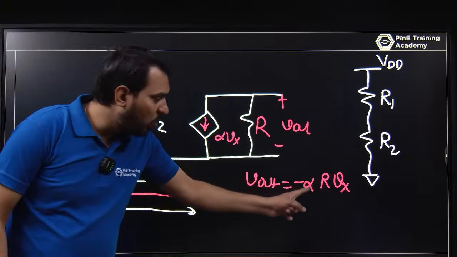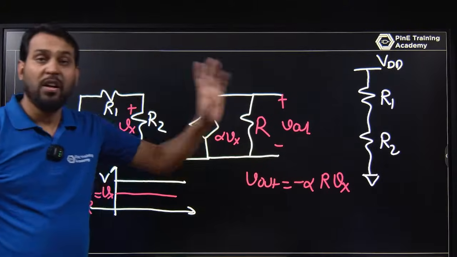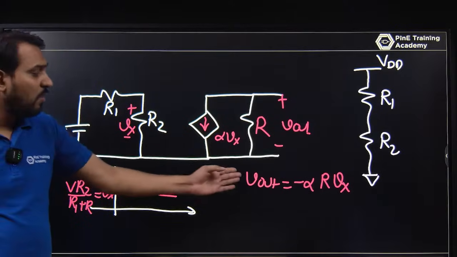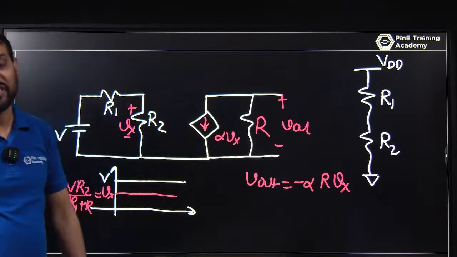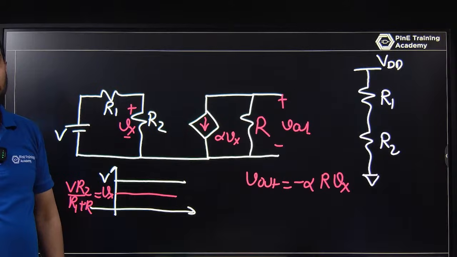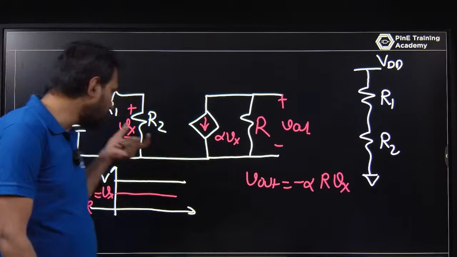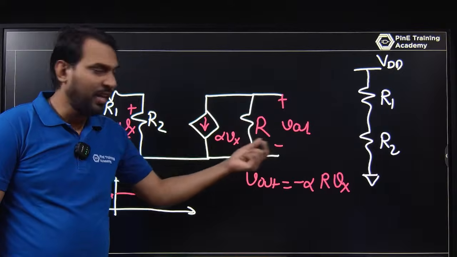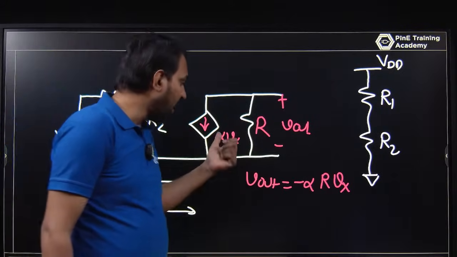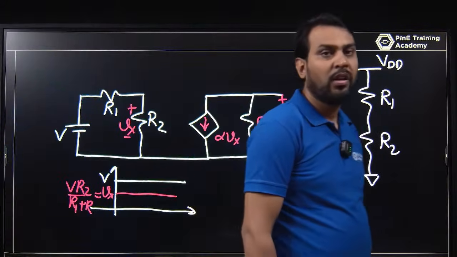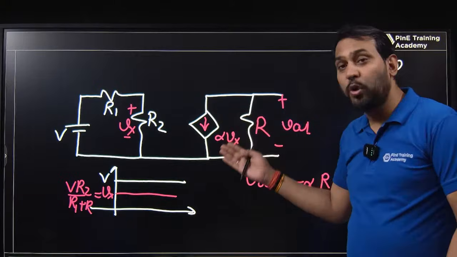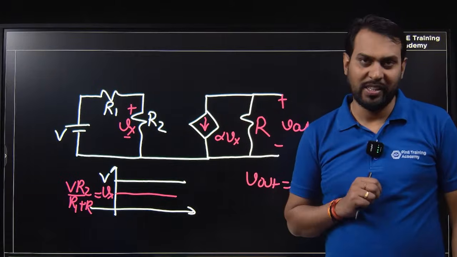If alpha times R is greater than 100 or 10, then Vout will be larger than Vx. So this is the way that Vx is amplified, and that is decided by the gain factor. So the dependent source will help you to analyze the amplifier circuit.